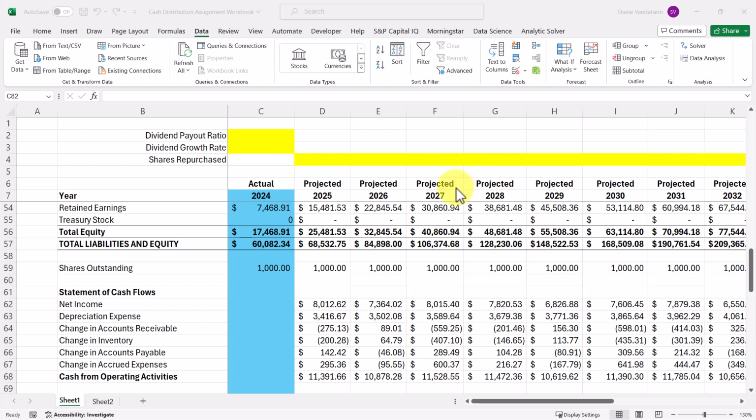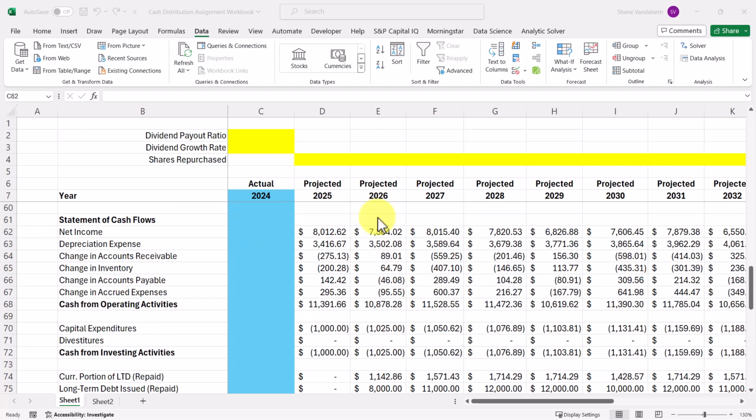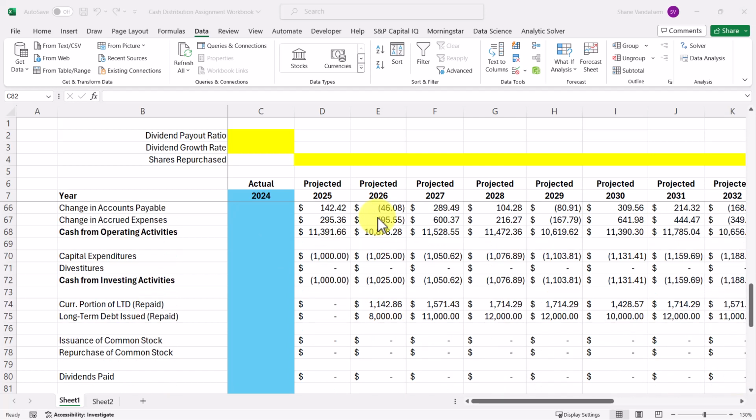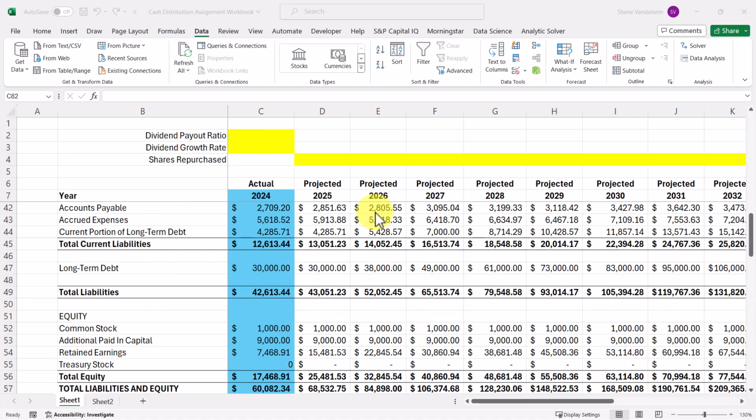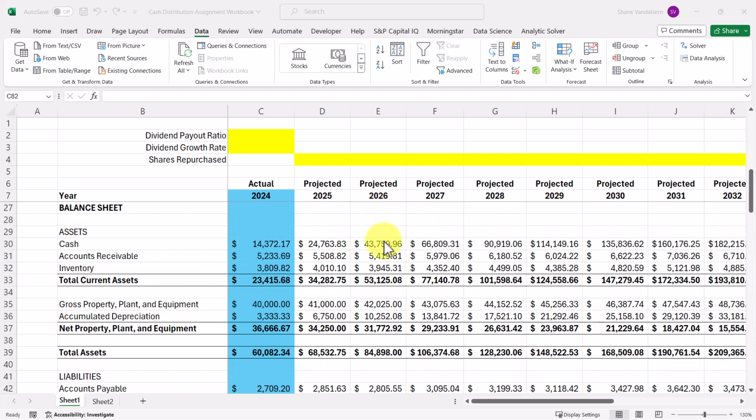So in this example, I want to show you how to determine how many shares need to be repurchased in 2026 in order to use $5,000 worth of cash for the firm. So we can see here on the balance sheet for the firm in 2026, we see a significant increase in cash, and the firm wants to get rid of some of that cash through a stock repurchase.